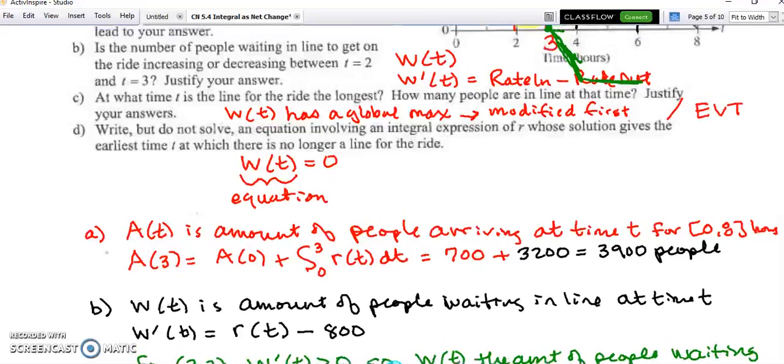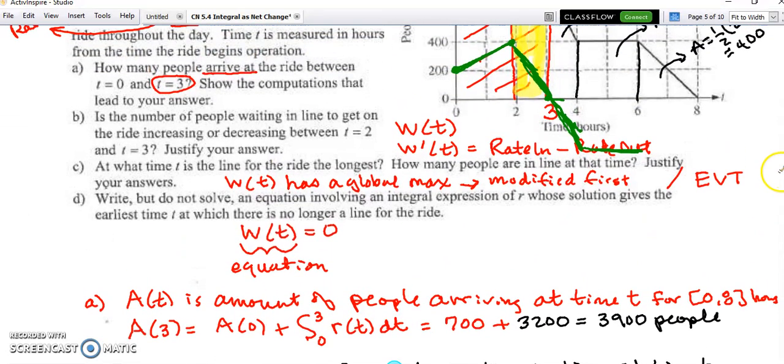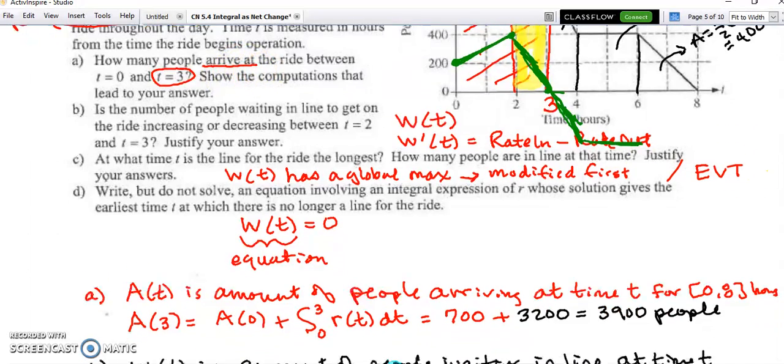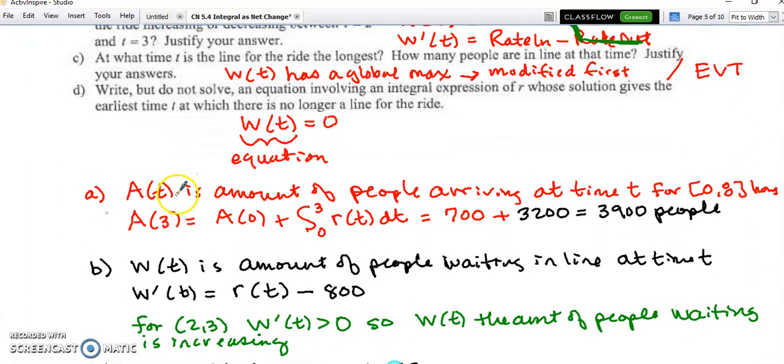Okay, so notice that one of the things when you're creating and discussing this, you may have to define a function for yourself for the problem. So I have people arriving at the ride, and so I named it A of t. You could have decided, since R of t was the rate, you could have done it as R of t. Whatever you do, just be consistent and define it so that they know what you're talking about.